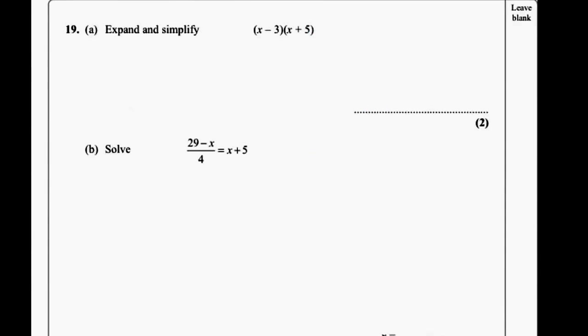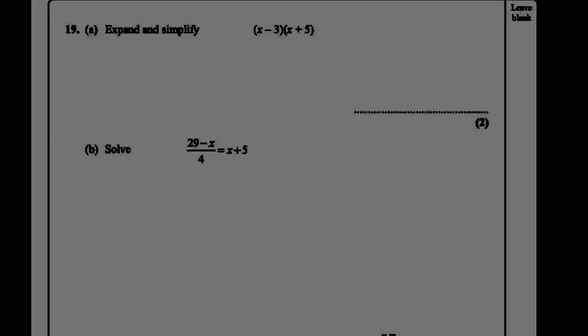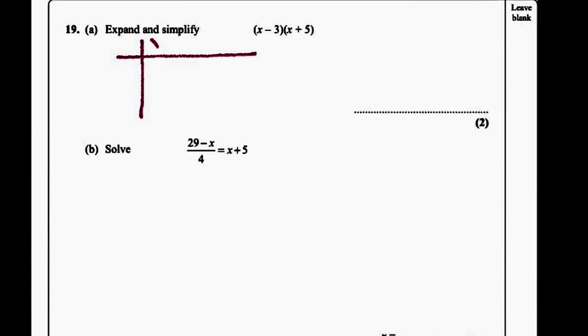Question 19. Expand and simplify x minus 3 times x plus 5. What you need to remember is that everything from the first bracket must multiply everything from the second bracket. If it helps, you can write it out in the grid method. x minus 3 times x plus 5. And I've just put a minus by the 3 to remind me that it is minus 3.